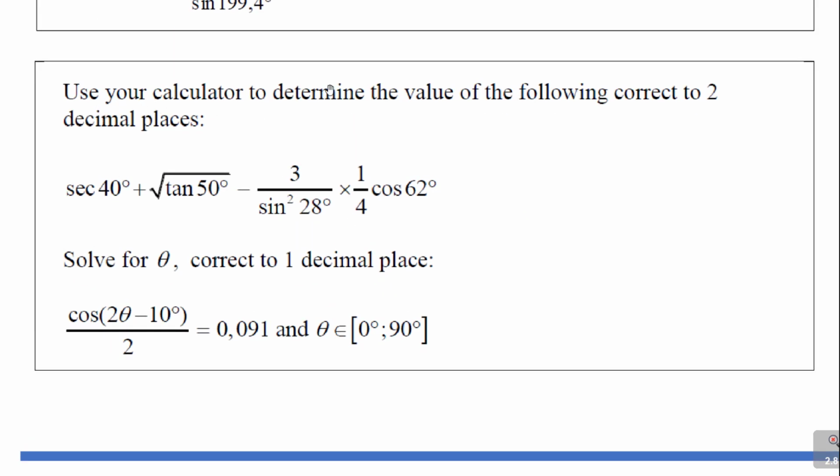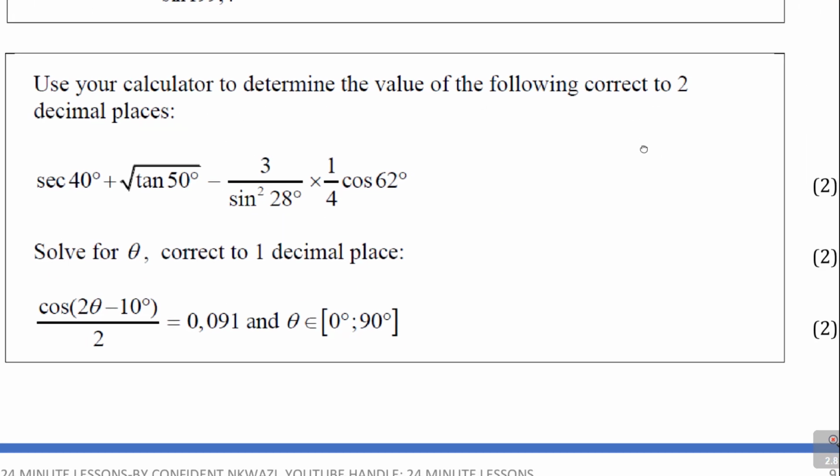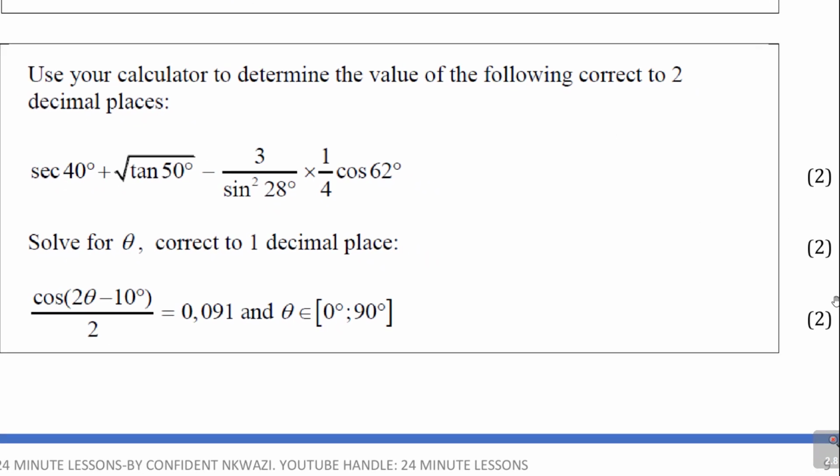Use your calculator to determine the value of the following correct to 2 decimal places. 2 marks. There it is. We need to use a calculator here. Now, sec, you must know it's 1 over cos. And then sin squared, you must know you put a bracket, you remove that, you put it there. And then we're good to go.